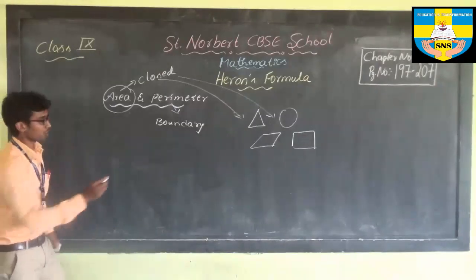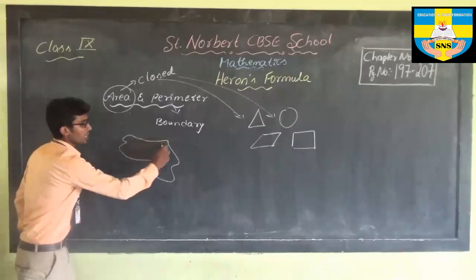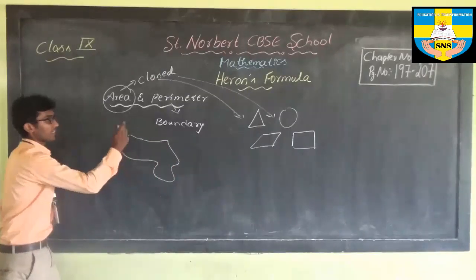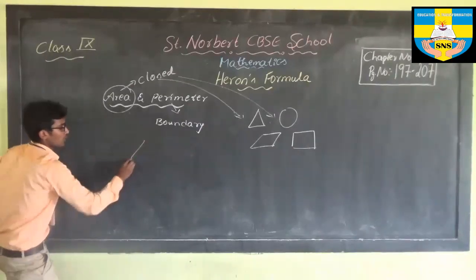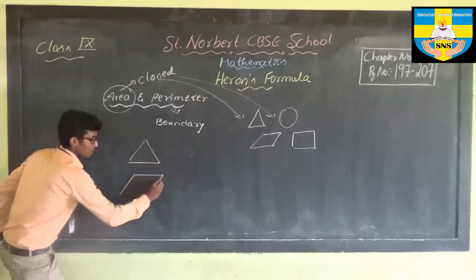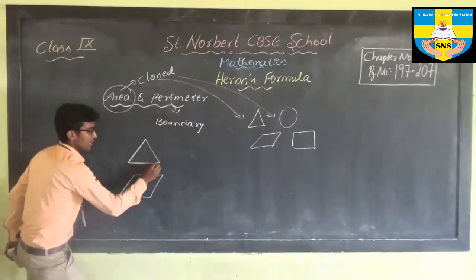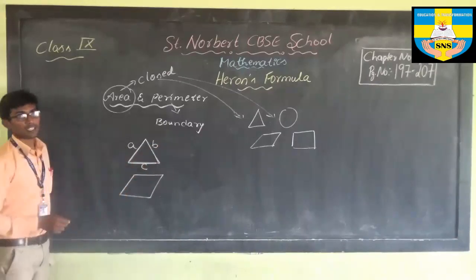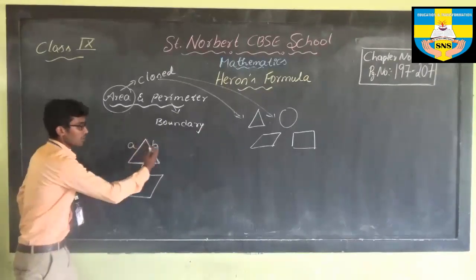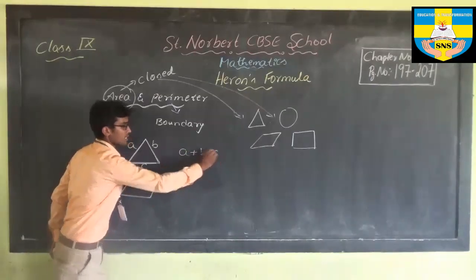If the figure is closed, like if you draw an irregular shape, the boundary of this closed figure can be taken as perimeter. Like if it is other objects like triangle, or if it is parallelogram, the boundary of triangle, this side plus this side plus this side, or you can name it as A, B, C. What will be the perimeter? Sum of three sides, that is nothing but A plus B plus C.